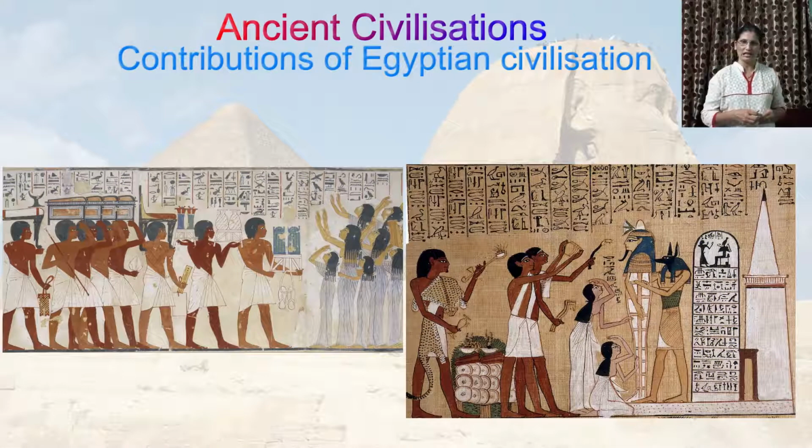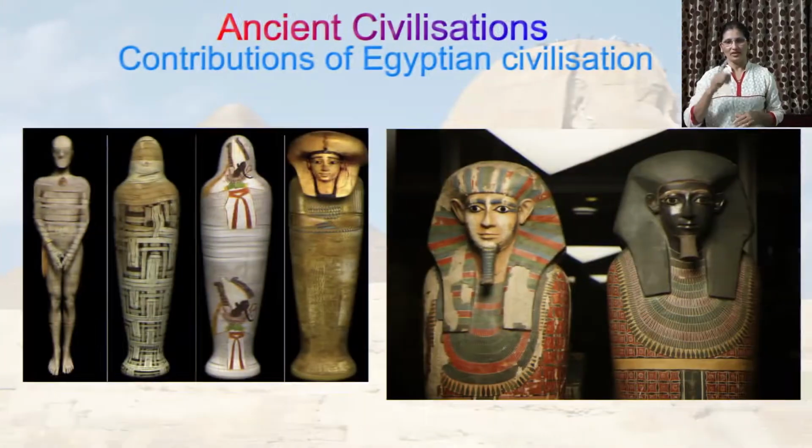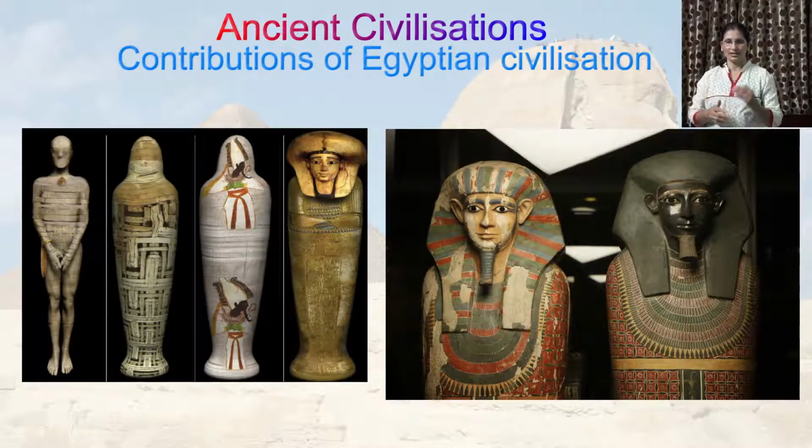Then there was a belief among the Egyptians about life after death. They thought that the dead person would once again get life. Thinking this, they preserved the dead bodies without burying. And these preserved dead bodies were called mummies in Egypt.